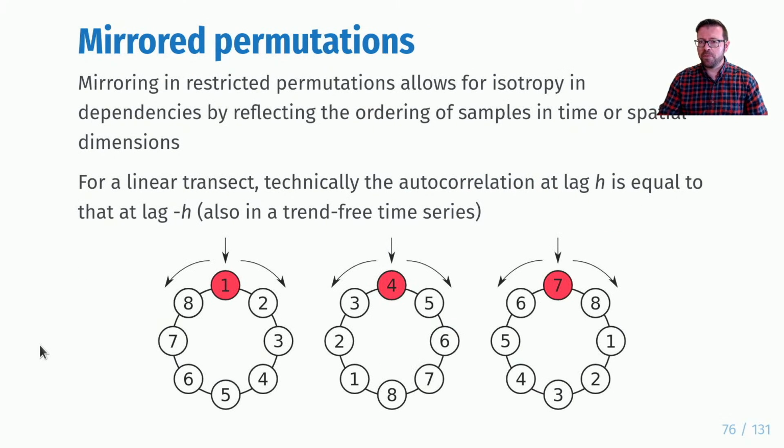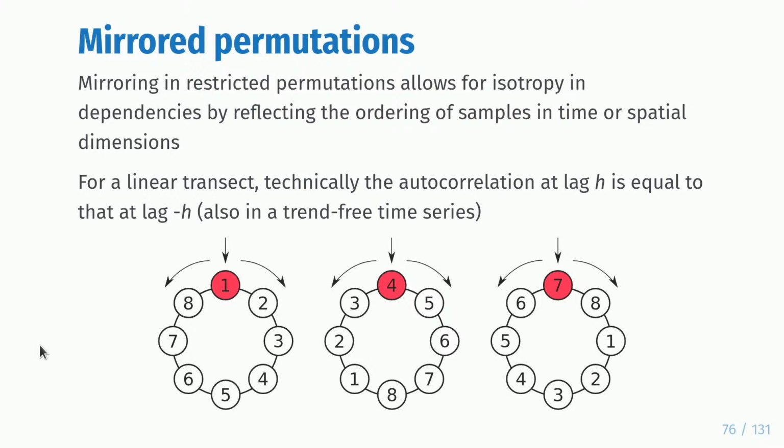And there's one more thing that we can do. We can use mirrored permutations, and this is just a way of allowing for isotropy, in that just as if you were to go forwards in time, you might be able to go backwards in time. That's the same sort of thing. Maybe if you're on a linear transect, if you walk forwards along your linear transect, that's the same way as if you walk from the other end towards yourself. So we shouldn't just only be permuting one way, we can permute two ways. Now, usually this is more important for linear transects than time, but it applies.